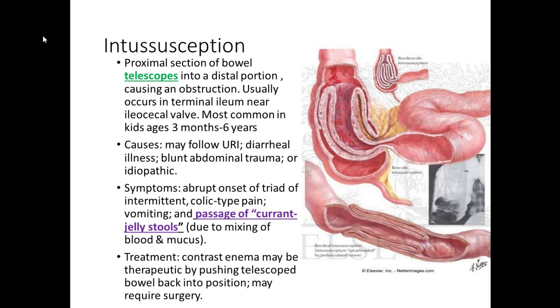Treatment, they might be given a contrast enema just so that that telescoped bowel can go back into position. If it does not go back into position with the enema, they might actually need surgery, and they'll cut out the part that has folded in on itself.